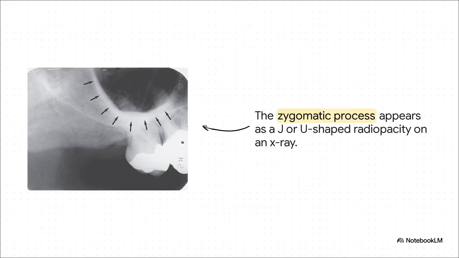And on an X-ray, this bone has a really distinctive look. It shows up as a J or U-shaped radiopacity, that bright white shape, right above the upper first molar area. It's a really key landmark that dentists are always looking for.